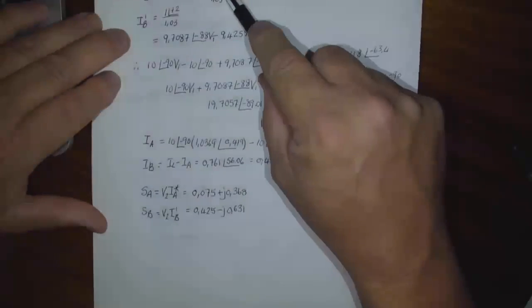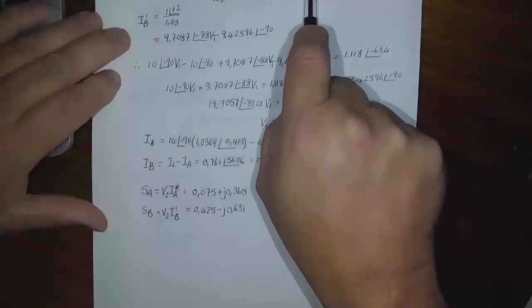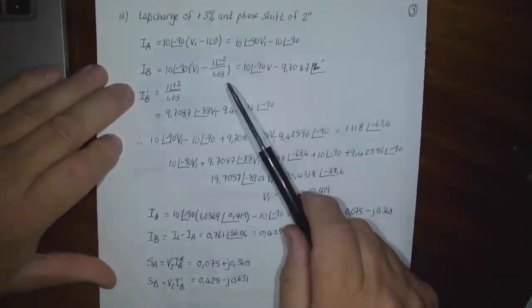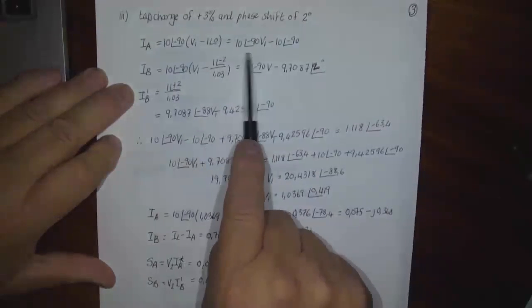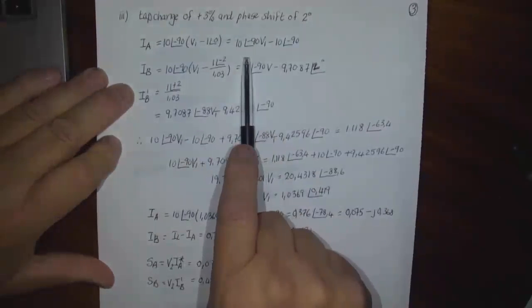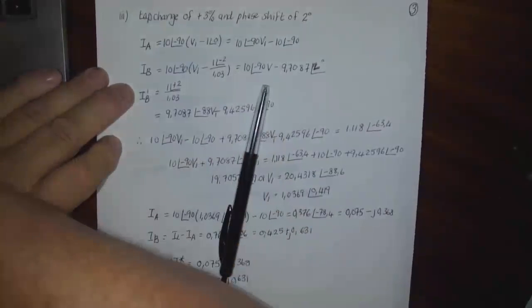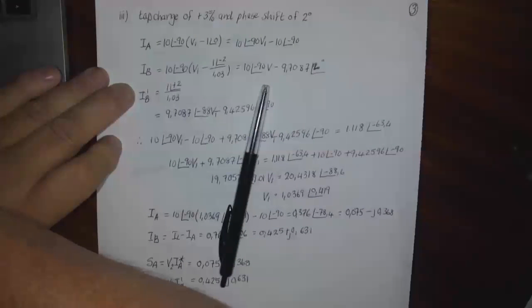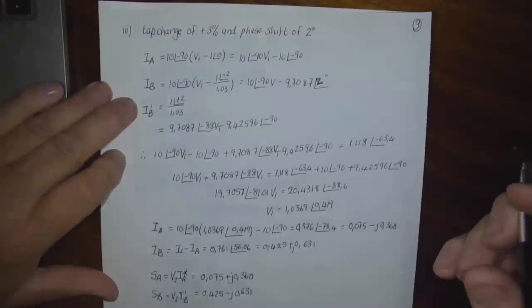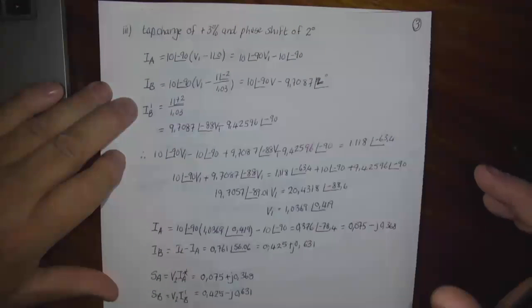So a tap change of 3% and a phase shift of 2. So IA remains the same as 10 angle minus 90. Your screen is up. Sir? Pardon? I was saying your screen is up. Now I can see all the questions. Can you see it now? Yeah, I can see it now.